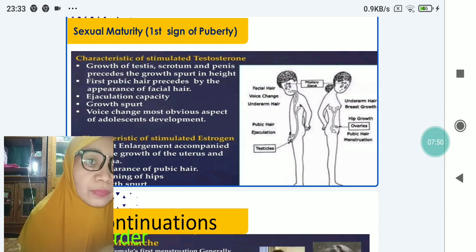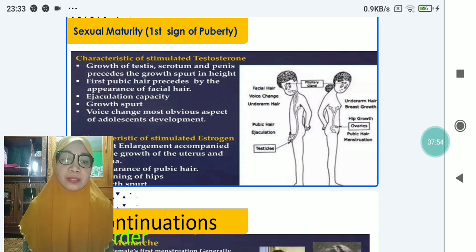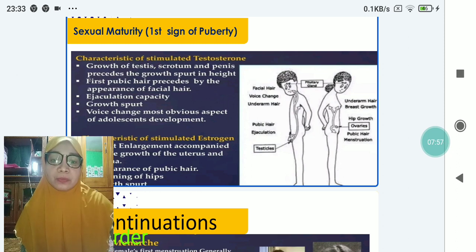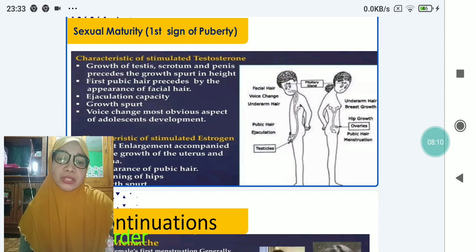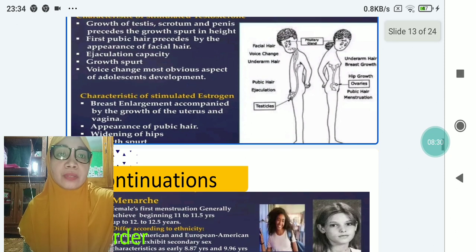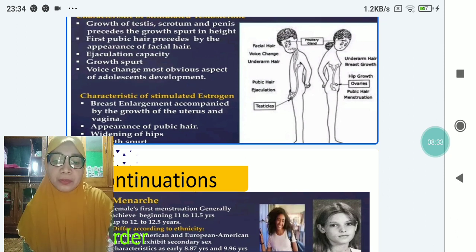Characteristic of stimulated testosterone: growth of the testis, scrotum, and penis precedes the growth spurt in height. First, pubic hair, followed by the appearance of facial hair, ejaculation capacity, growth spurts, and voice change, the most obvious aspect of adolescent development. And characteristic of stimulated estrogen: breast enlargement accompanied by the growth of the uterus and vagina. Appearance of pubic hair, widening of hips, and growth spurts.